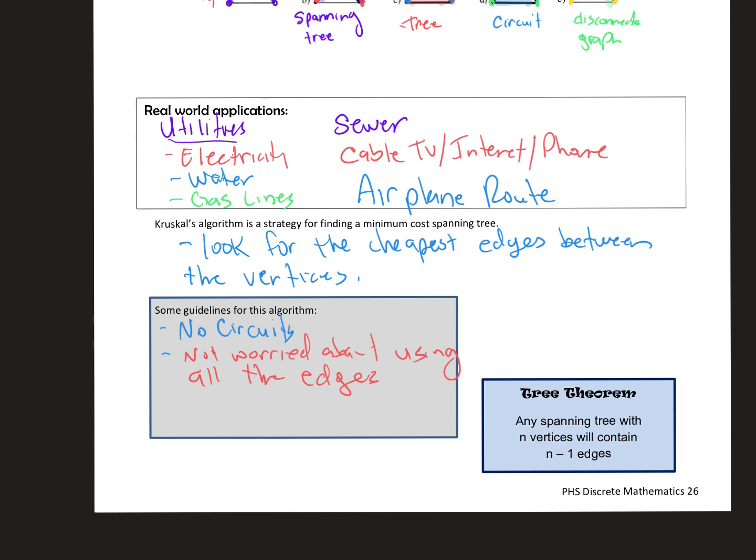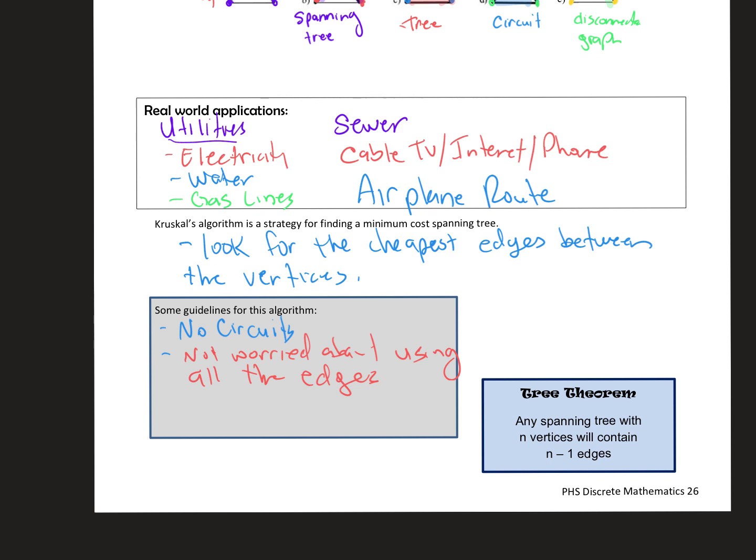So if we have two vertices, how many edges do I need to connect two vertices? One. Just one, okay? What about if I have three vertices? How many edges do I need to connect three vertices? How many edges do I have to draw up there? Does everyone see I have to draw two?